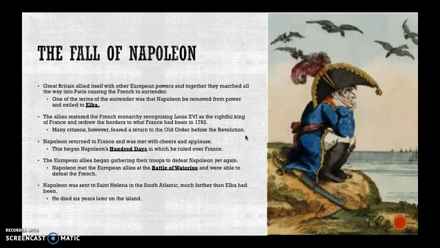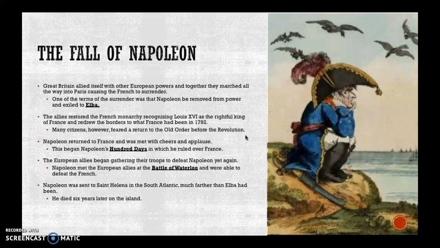Great Britain allied itself with other European powers, and together they all marched all the way into Paris and caused the French to surrender. One of the terms of that surrender was to get rid of Napoleon because they were worried about his power and whether or not he was going to try to invade their different spaces. So he got exiled to Elba.